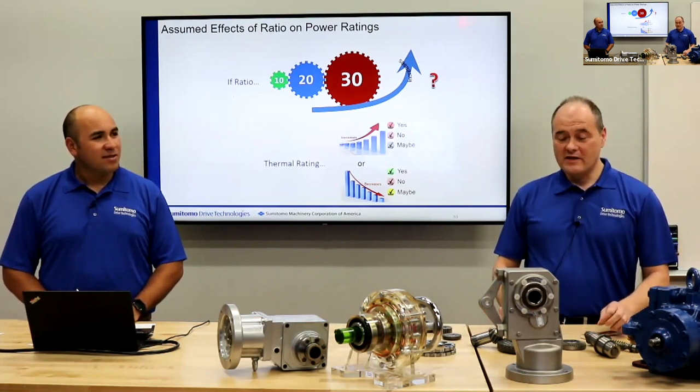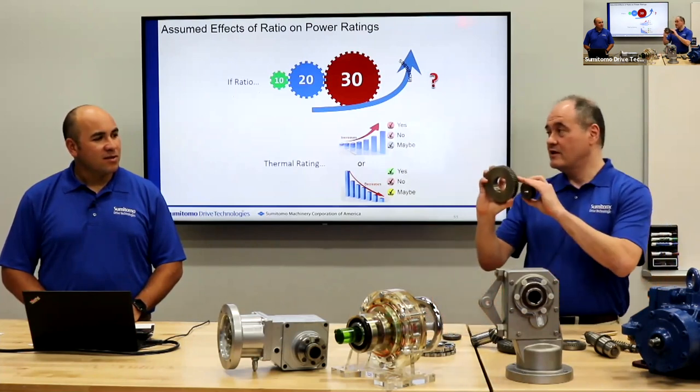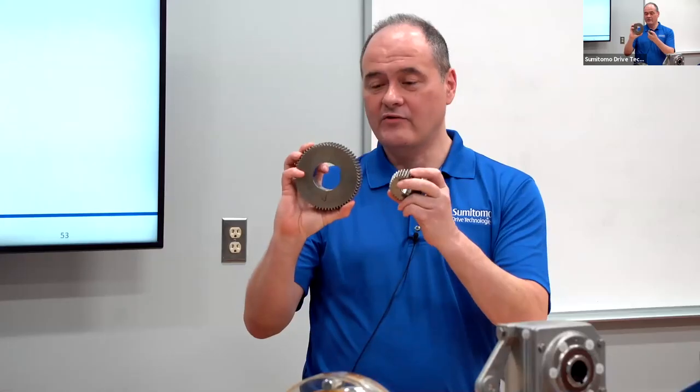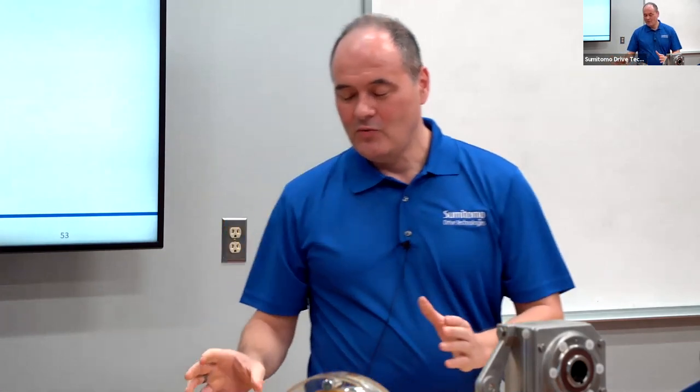The reason is that to get a higher reduction, a lot of times you're increasing the size of your output gear, so you have more of the gear churning through the oil. It doesn't seem like it, but spinning gears through oil actually generates quite a bit of heat. Think of it like a 60 watt light bulb. Now, 60 watts, that's not a lot of power.